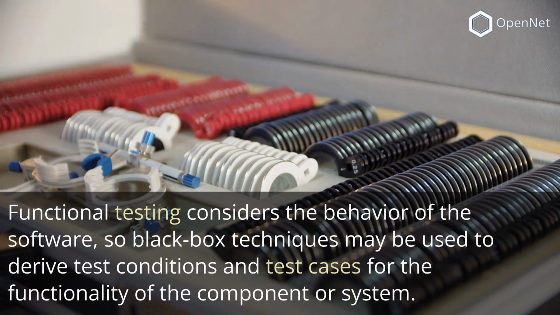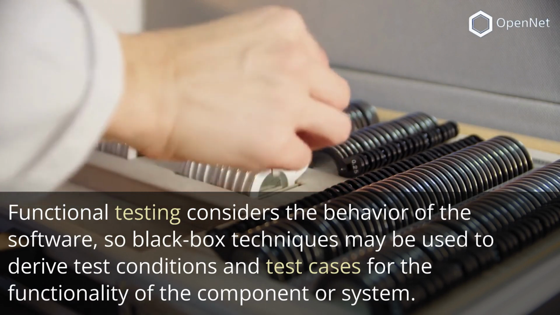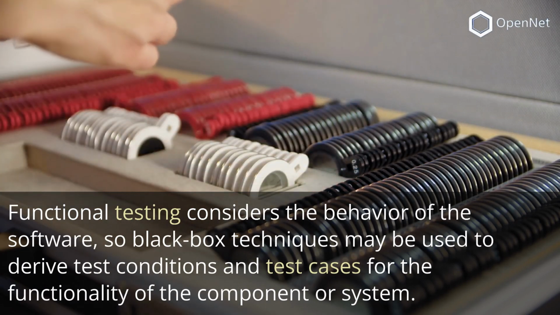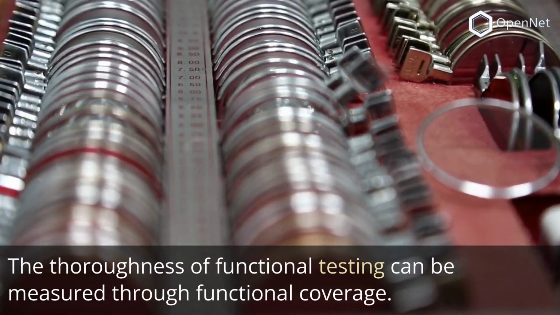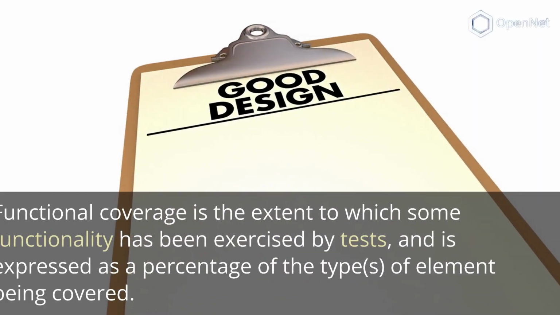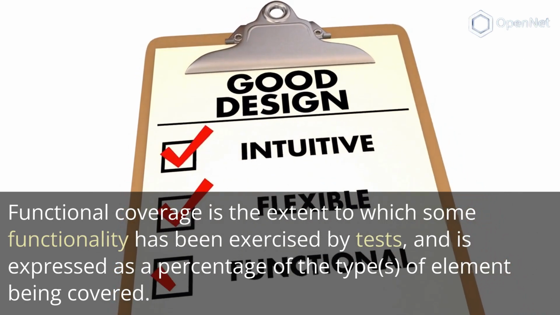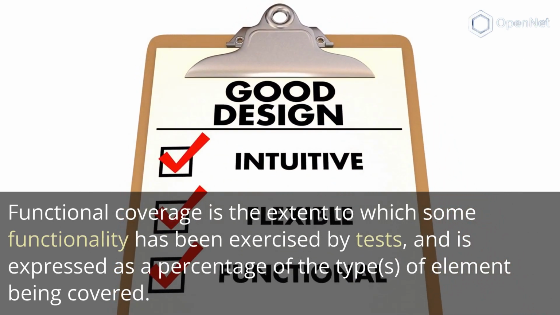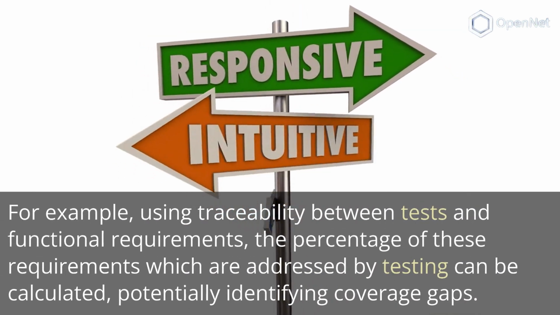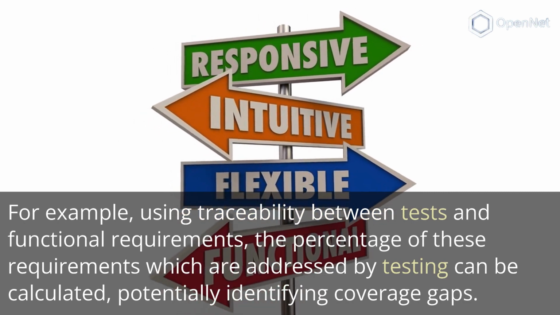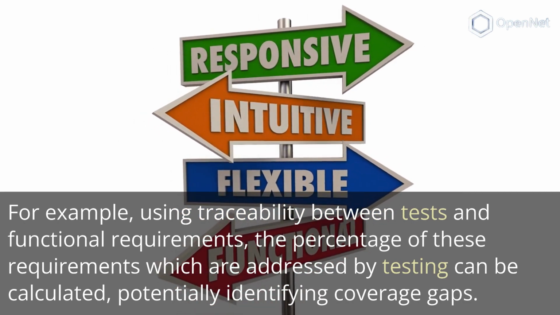Functional testing considers the behavior of the software, so black box techniques may be used to derive test conditions and test cases for the functionality of the component or system. The thoroughness of functional testing can be measured through functional coverage. Functional coverage is the extent to which some functionality has been exercised by tests, and is expressed as a percentage of the types of element being covered. For example, using traceability between tests and functional requirements, the percentage of these requirements which are addressed by testing can be calculated, potentially identifying coverage gaps.